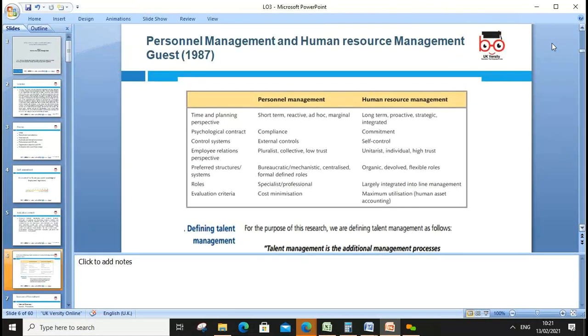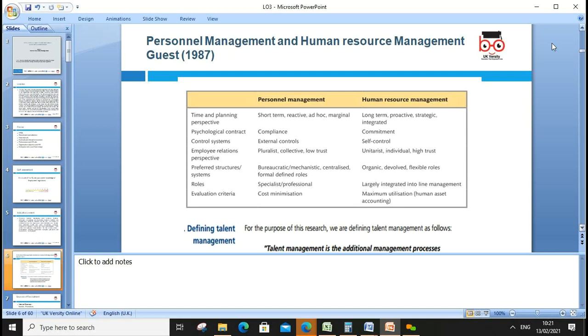So we'll move on. First, we learn what personnel and human resource management are. According to Guest, one of the authors, personnel management is a shorter-term unit. You're managing people, but human resource management doesn't look at the short term, it looks at the long-term perspective. So that's why the legislation, the psychological contract, compliance, and commitment are needed with the employees.